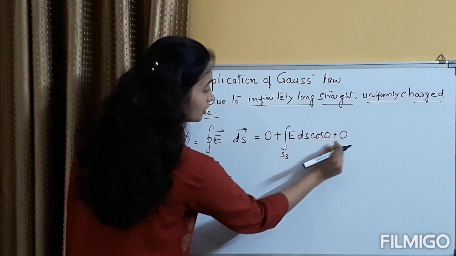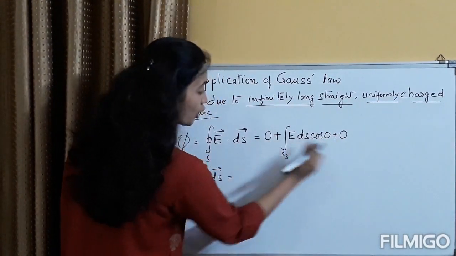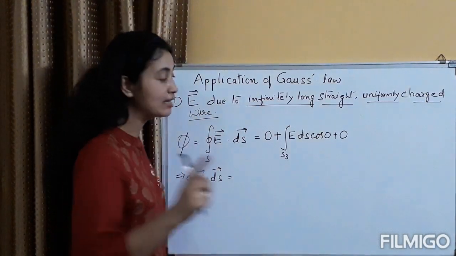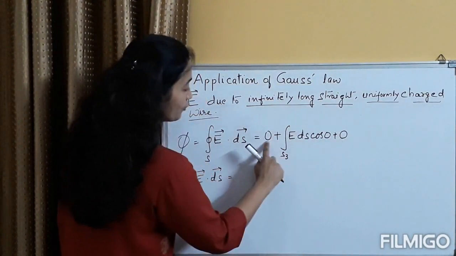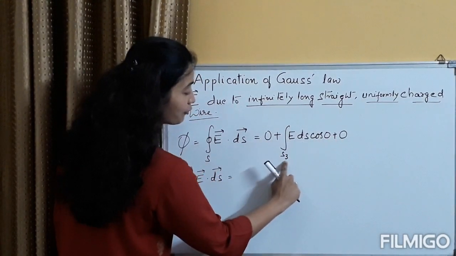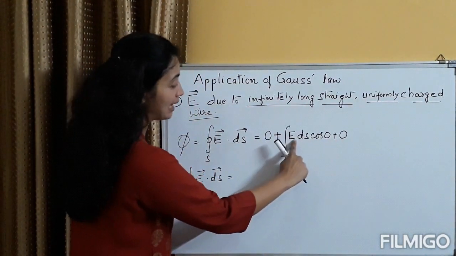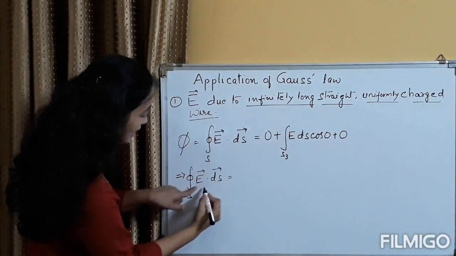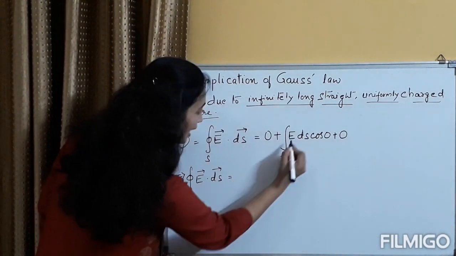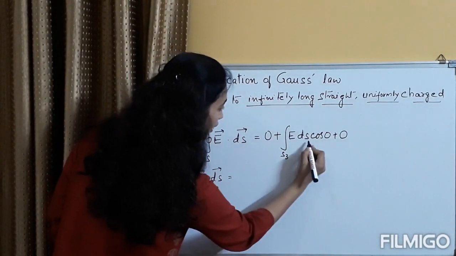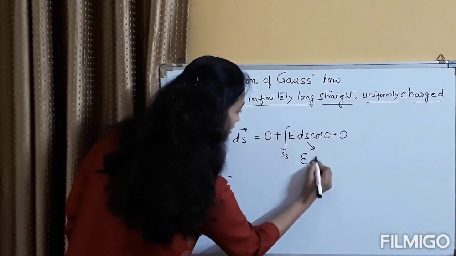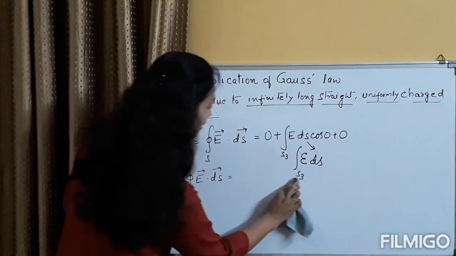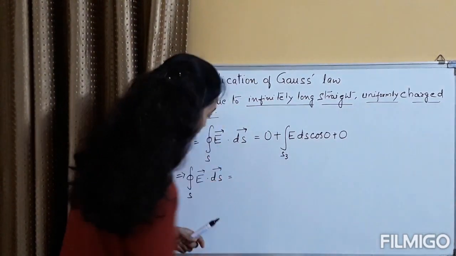This is the same direction. Then for the second surface, the bottom surface, the angle between E and ds is again 90 degrees, so the flux is 0. So we get 0, 0, and only for the third surface, that is the curved surface, we get E ds cos 0. So phi is equal to only this term, and E ds cos 0 is nothing but E ds integration over S3, and this term we can write here directly.